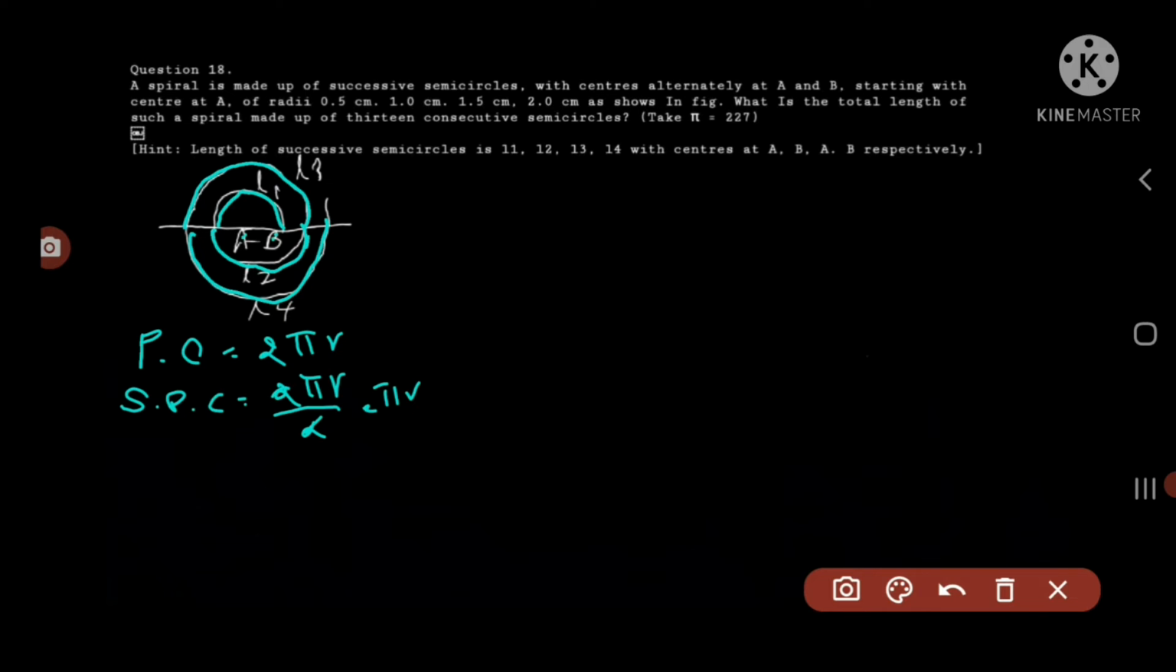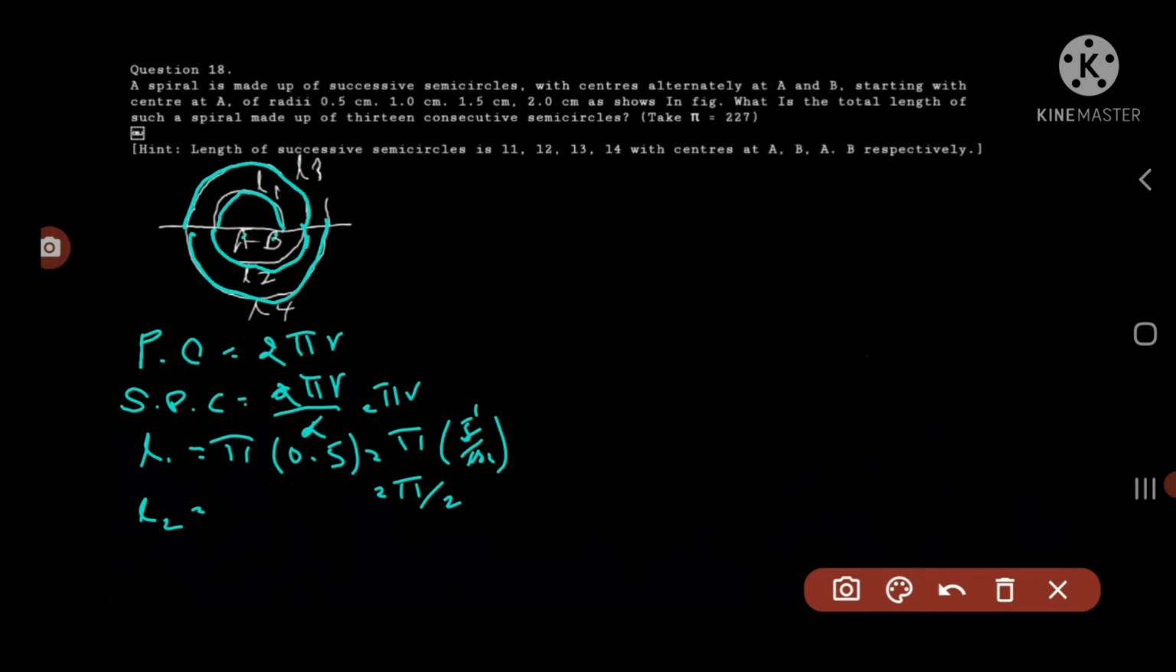See here, they have given lengths L1. First take L1. L1 is equal to pi r. Here R1 is 0.5 centimeters. So pi into 0.5, that is equal to pi into 5 by 10. Remove the point. Now pi into 5 by 10 means 5 ones are 5, 5 twos are 10. That means pi by 2. L1 is pi by 2.